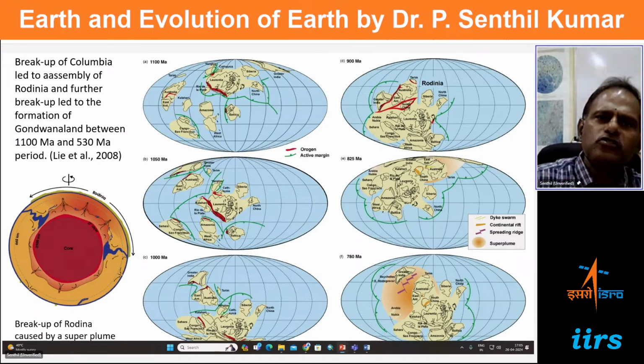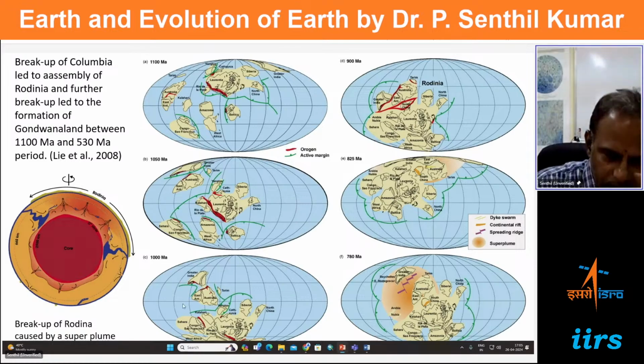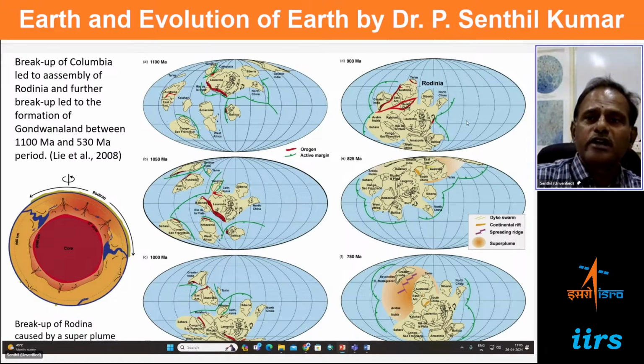And due to the forces, they move away from each other. So they are almost dispersed. The supercontinent is broken into pieces, and they are moving away from each other. You look at the continental positions 1,000 million years ago, and around 900 million years ago, again all the continents came together and assembled. This supercontinent is called Rodinia.